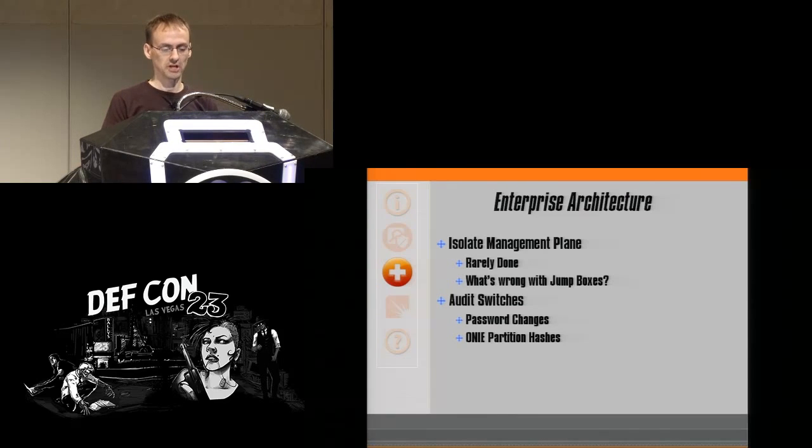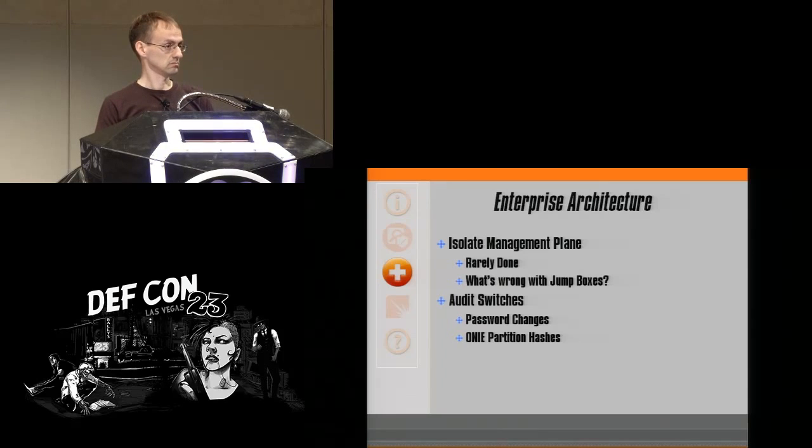Okay. Enterprise architecture. All right. I see the management plane. We need more than a VLAN, right? We need to get as close as we can. I understand it's difficult to do physical separation. It's already done, and that's why I say try to get there. Get as close as you can.